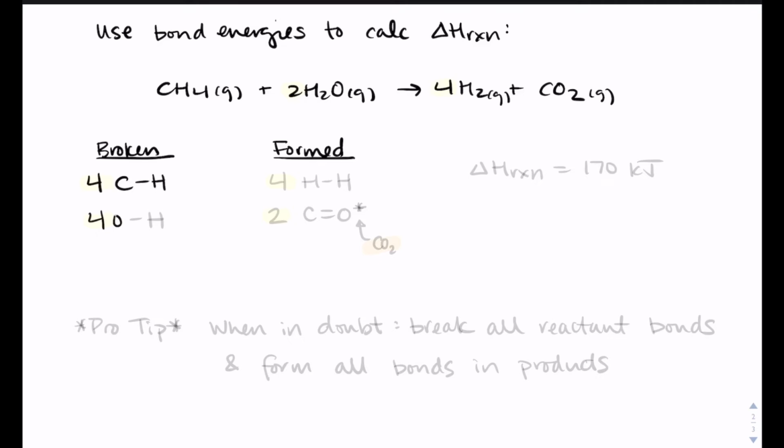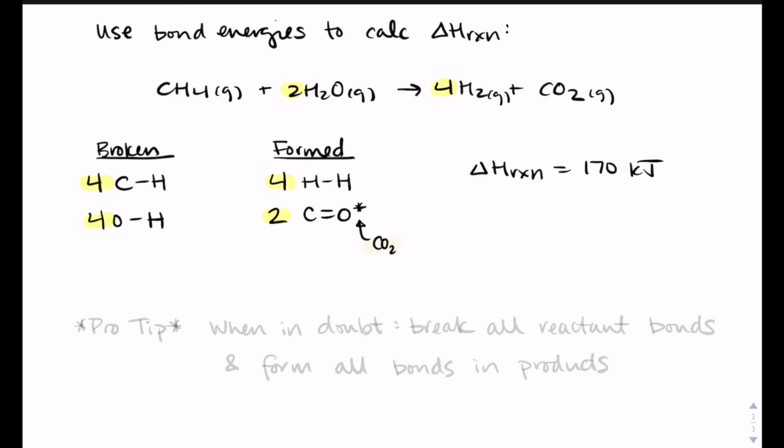So if you break everything and then form everything, if there are some redundancies or some things that you didn't need to break, then everything will be taken care of. I'm going to list out for you the bonds that you need to break: 4 carbon-hydrogen bonds, and a total of 4 oxygen-hydrogen bonds. This is because each water has 2 oxygen-hydrogen bonds and there are 2 waters. So you have to account for every single one of those bonds. We're going to form 4 hydrogen-hydrogen bonds, and we're going to form 2 carbon-oxygen double bonds.